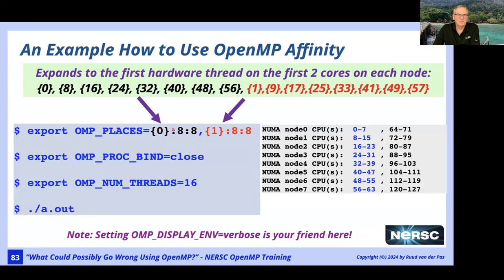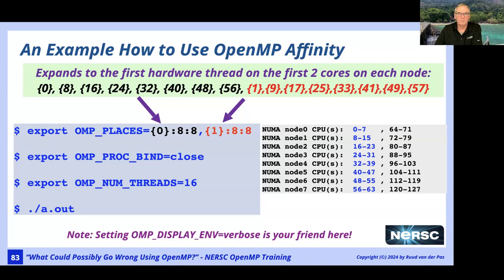Then in this case, it doesn't matter how I set the binding. I could have left it out because I'm using 16 threads on 16 places. So really, again, I should change this example because the binding here doesn't matter.